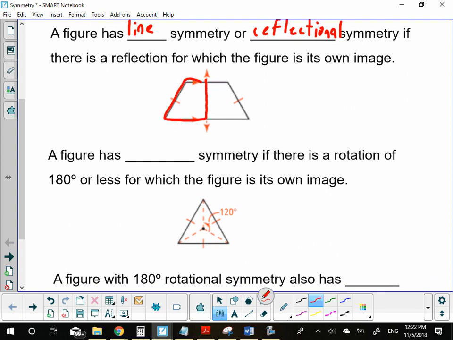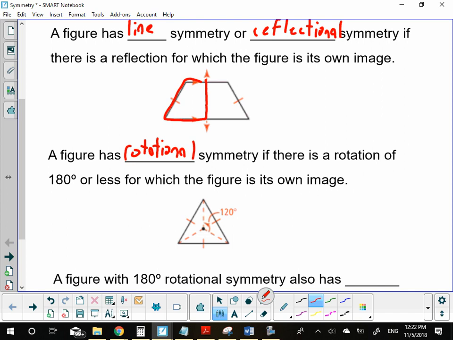And our other type of symmetry we're talking about is rotational symmetry. That means you can rotate a figure 180 degrees or less. Some things you can rotate more than 180 degrees and it's still the same figure, but that's not going to count for our definition. Our definition is going to be 180 degrees or less.